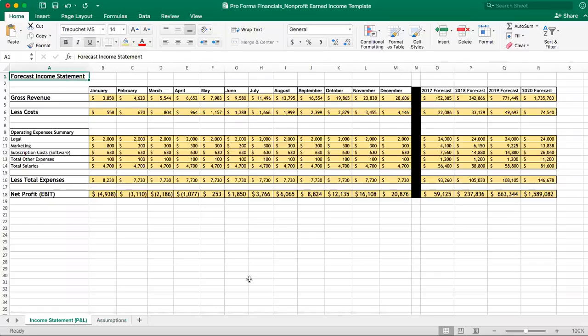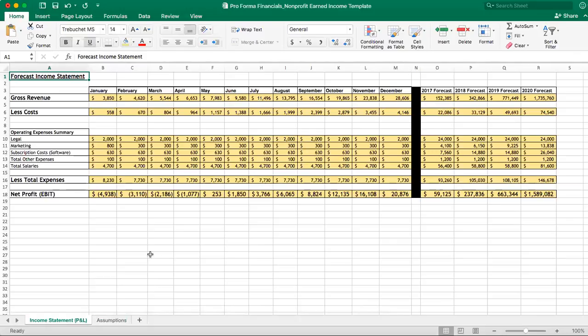You should have already completed the financial projections section. This section will be a demo on the Pro Forma Financials workbook. So if you have it open, you'll notice that there are two tabs on the bottom, the income statement as well as assumptions. I'm going to do a quick demonstration on how these tabs work in tandem and how the income statement is put together.